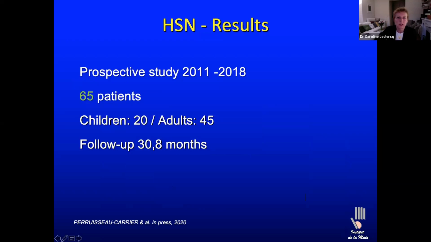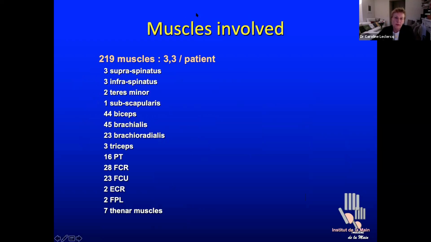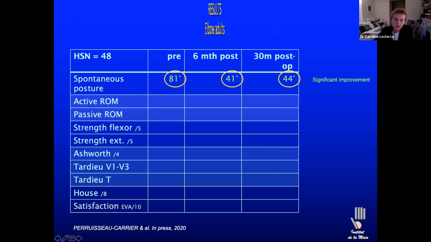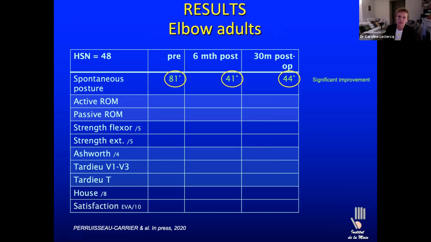Very briefly, we have just finished a large prospective study of 65 patients, and this is in press. We hope this will come out in our favorite journal very soon. So there were 65 patients, 20 children, 45 adults, with an average follow-up of 30 months. You see that amounts to a great number of muscles that were neurectomized, 219. I will not go into the details, but mostly elbow flexors. And I just want to show you our results summarized on this table.